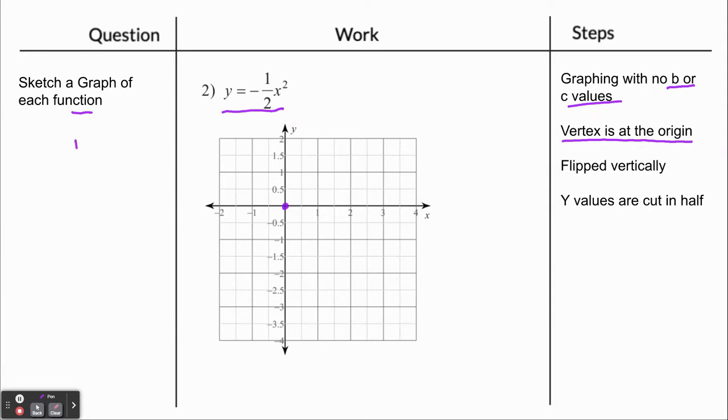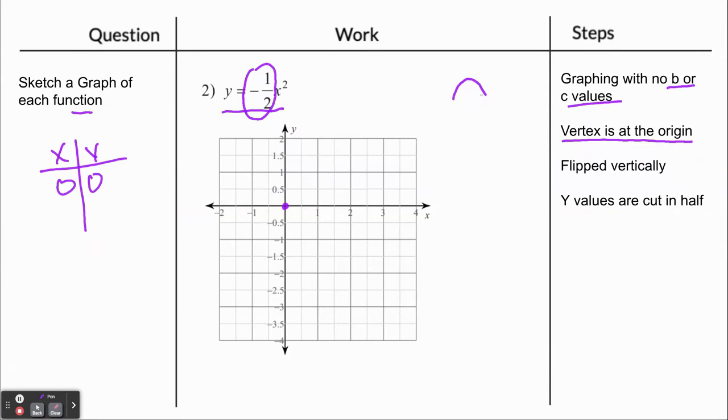Because if we were to plug in x is equal to 0, well, 0 squared is 0 times negative 1/2 is still 0. So that tells us the vertex here is at the origin. And if we're looking at this like it's in vertex form, we have a negative value. So it's actually going to flip this parabola to be upside down.